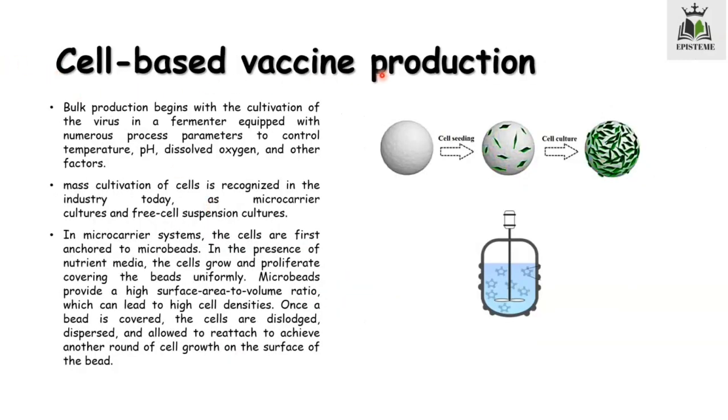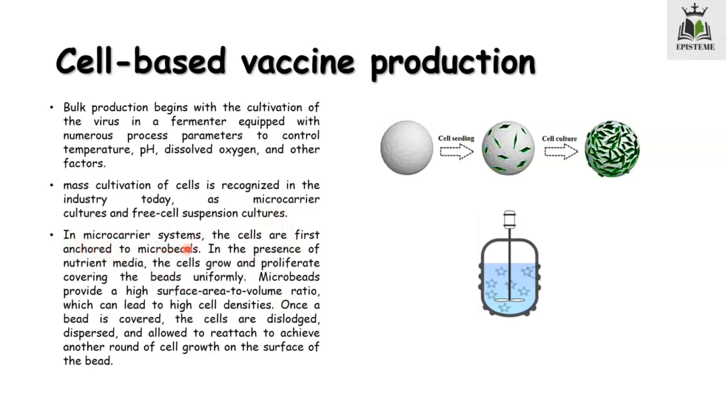Next, we have cell-based vaccine production. In this type of vaccine production, we bulk produce the virus in a fermenter, with parameters such as control of temperature, pH, and oxygen. This mass production of cells is done by two methods: either microcarrier cultures or free cell suspension culture. At first we'll talk about the microcarrier ones.